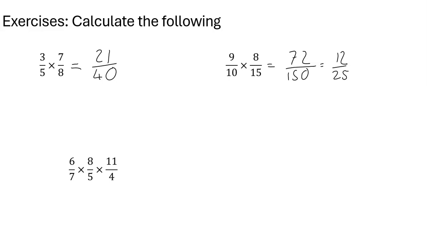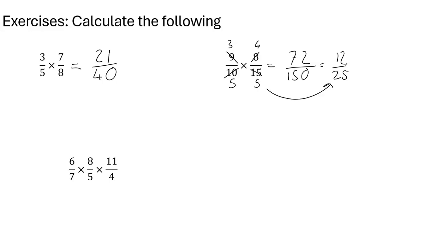Now remember I said I could have simplified it at the start by cancelling diagonally. I could have made that a 3 and a 5, and I could have then made that a 5 and a 4, and it would still have got to the same final answer.